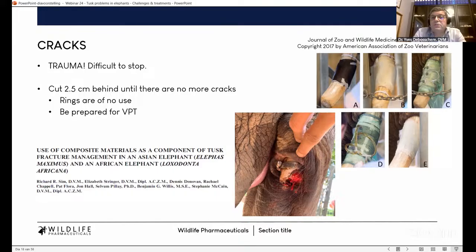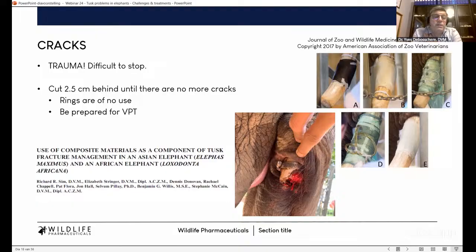Several treatments for cracks have been proposed. One of them is using rings, but we know that using rings is of no use. It will crack further. It will not stop the cracking of the tusk. There is also a paper published on the use of composite materials. Of course, it looked very fine, but we didn't have any evidence afterward that the composite went deep into the crack and could prevent further damage. This elephant didn't crack further, but we cannot prove that the crack was deep and that the composite was deep enough.